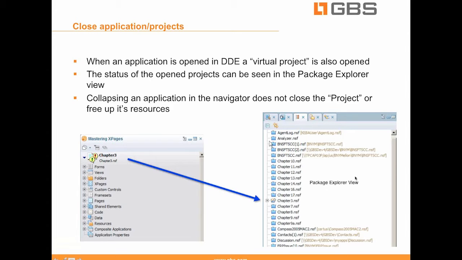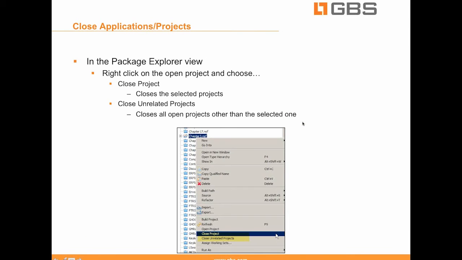Now, what a lot of folks are not aware of is the fact that you can actually go to the Package Explorer view, and if that view is not already in your system, you can enable that just by going to Windows, Show Views, Package Explorer. You can right-click on these open projects, and you can choose Close Project. And when you close the project, that's going to give those resources back to the Domino Designer.